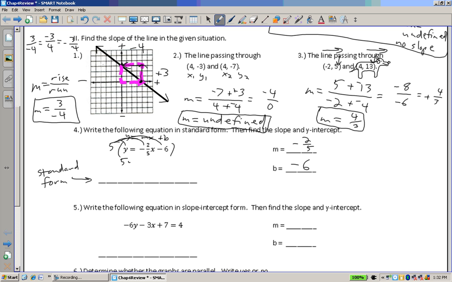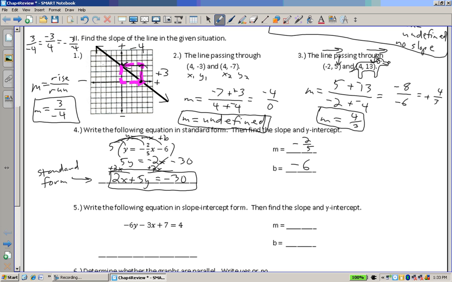5 times y is 5y. I'm going to divide by the denominator, multiply by the numerator. 5 divided by 5 is 1, times -2 is -2, and that's -2x. 5 times 6 is 30, so minus 30. Now I need the x on this side, on the left-hand side. -30 can remain there. So I'm going to add 2x to both sides. And we get 2x plus 5y equals -30.